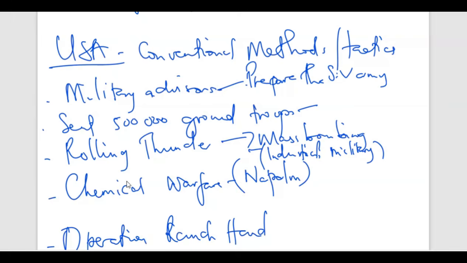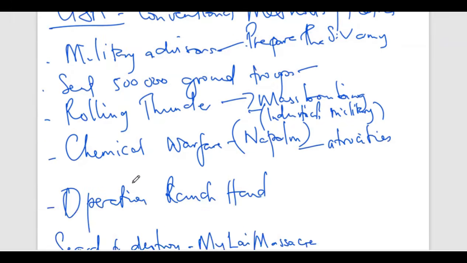Then we talk of chemical warfare. They were using napalm, which was a burning substance which would stick to the human body and would burn the human body to death. Ultimately, this fighting strategy was criticized for atrocities. It was a cruel method of fighting to burn a human being alive until death in a war. And that chemical would stick to the human body.